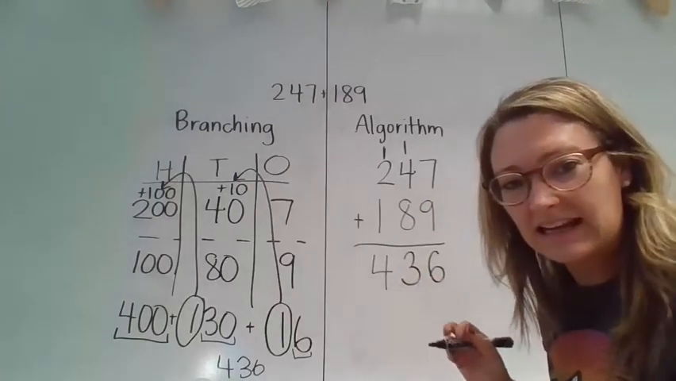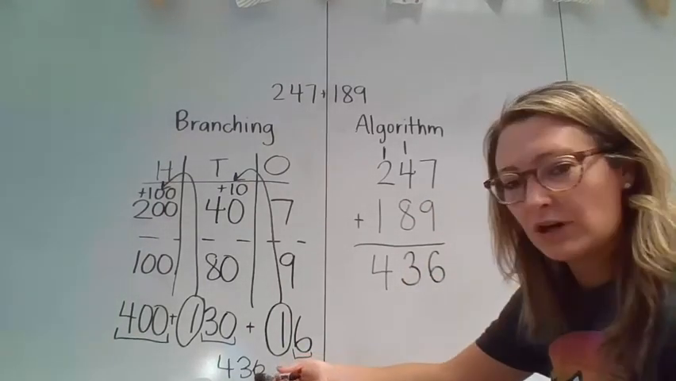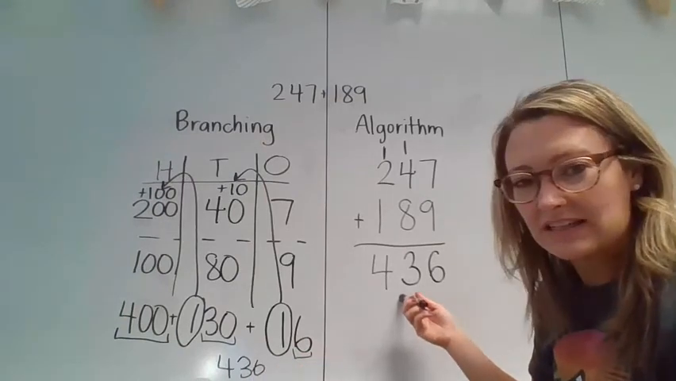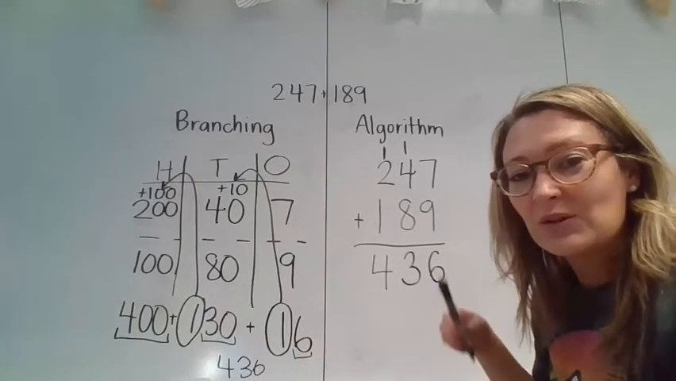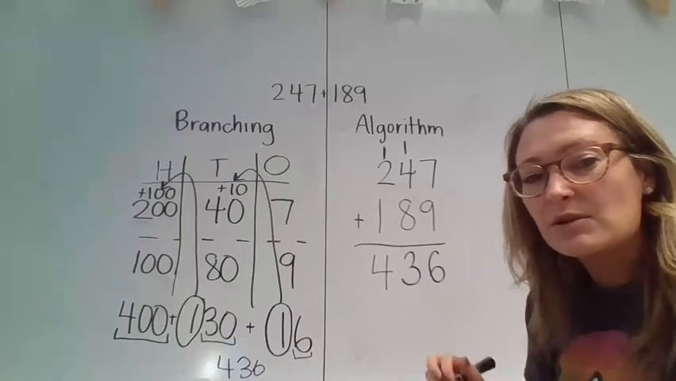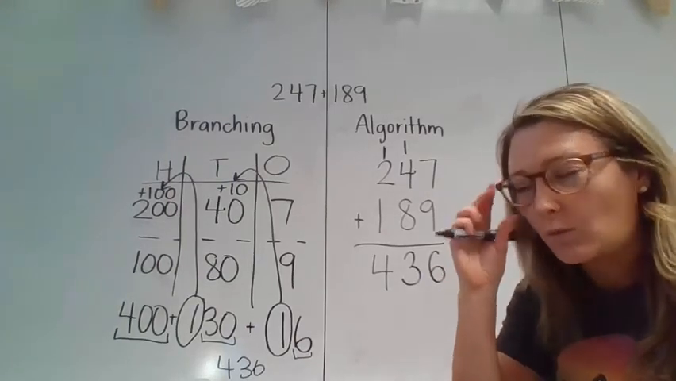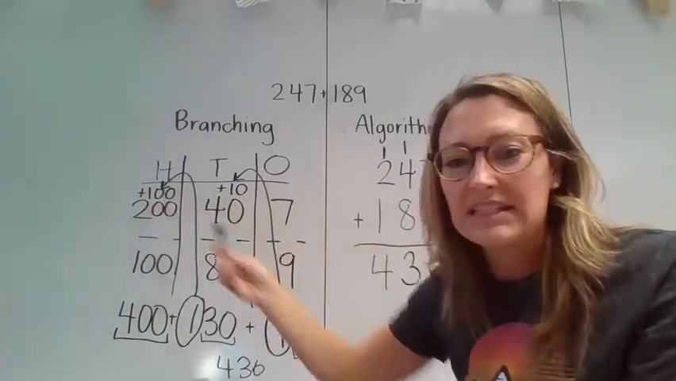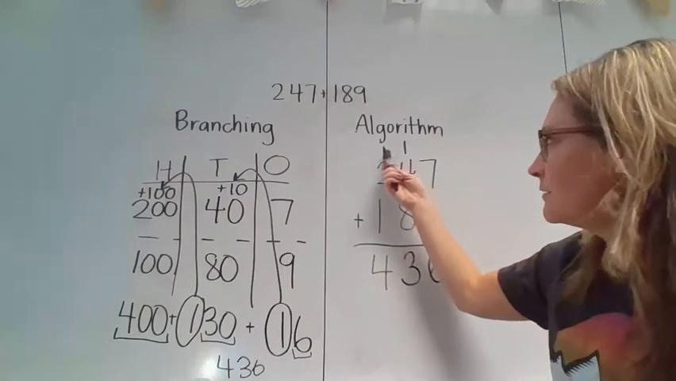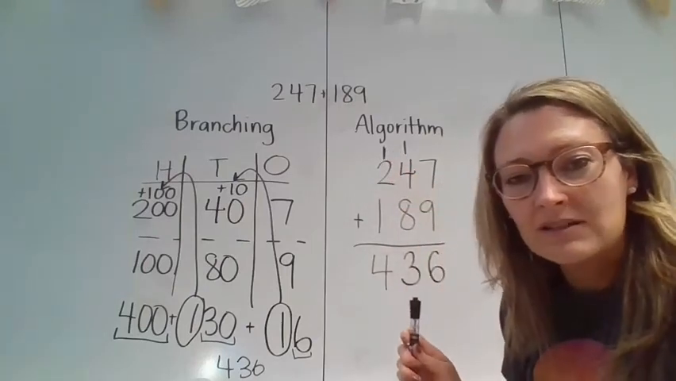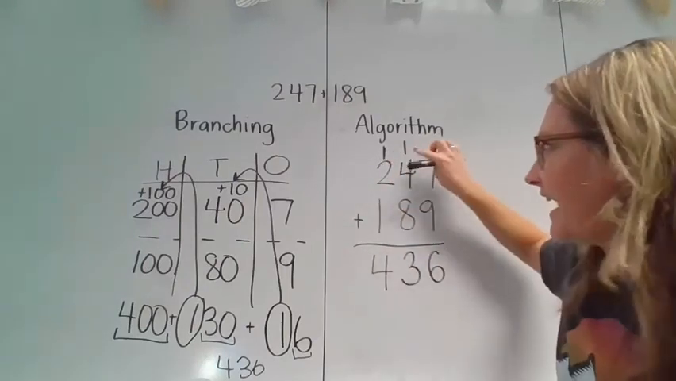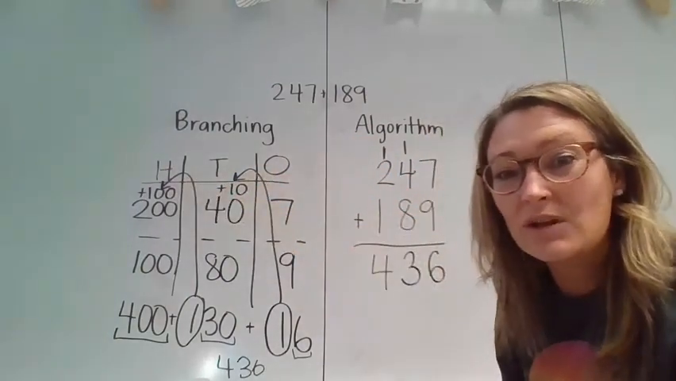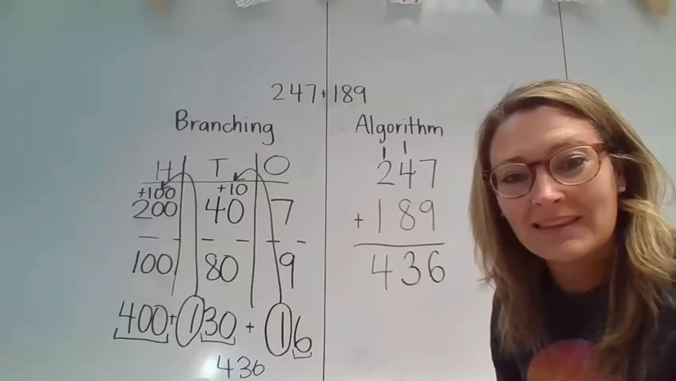So let's check. Did I get the same answers? I got 436 when I did branching. I got 436 when I did algorithm. So they are the same. And the most important part when you're doing this work with regrouping is I have to see those tens and those hundreds being moved over. So make sure when you're doing this that I see where your work is so that I can see that you knew that you had to regroup.